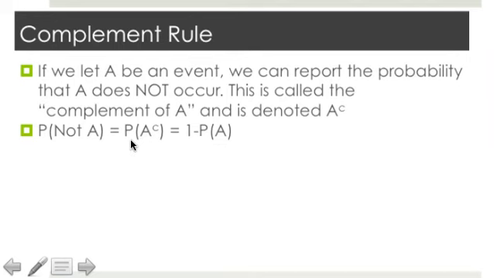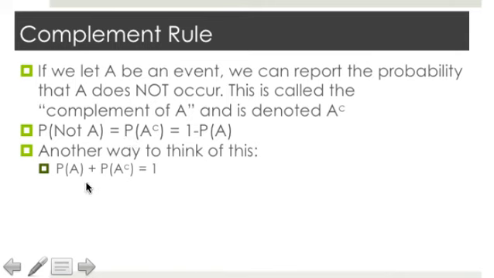Another way to think about this relationship is in this form. The probability of A happening plus the probability of A not happening is equal to 1. So either it happens or it doesn't. Those two probabilities added together give me a total of 1.